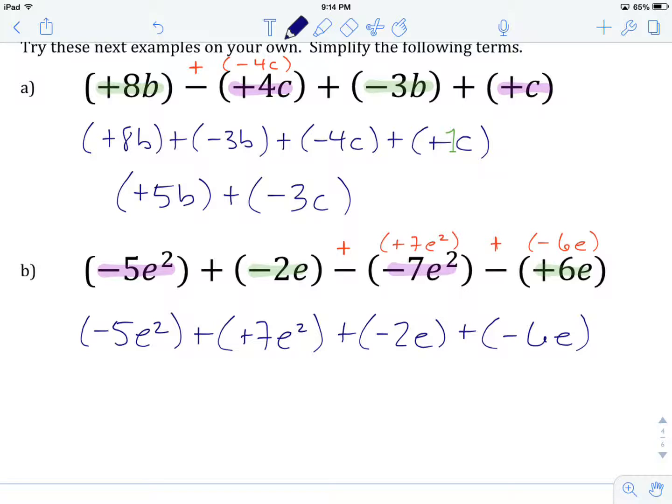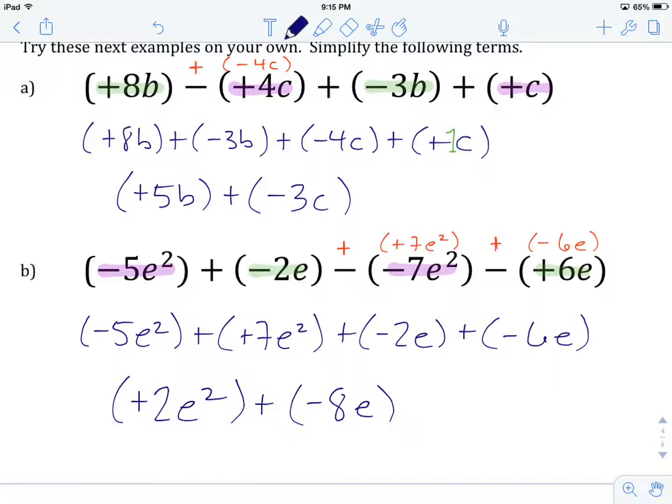So -5e squared plus +7e squared. These integers have different signs, so the largest of the two is positive, so our answer is going to be positive. The difference between 7 and 5 is 2, and we keep our variable e to the exponent 2. Plus, now we're going to work the second two like terms, -2e plus -6e. They have the same sign, so we're just going to combine those together, a -2 and a -6, -8e. And that is our answer.